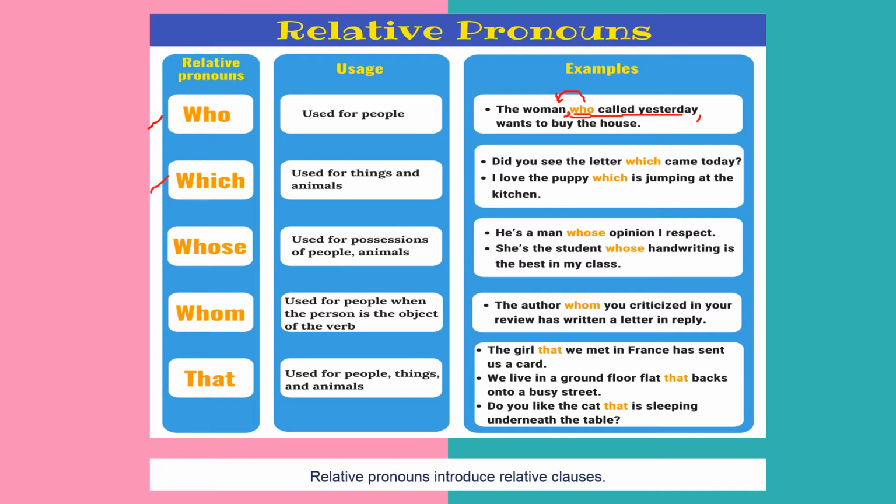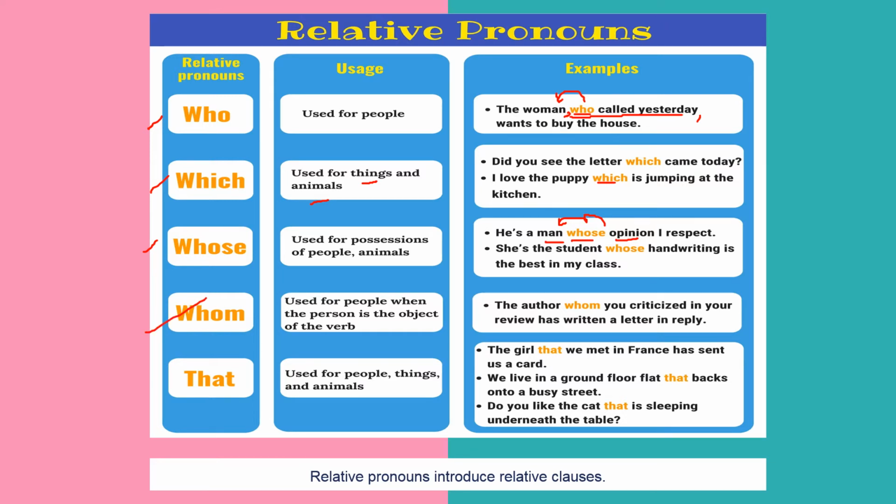Which is used for things and animals. I love the puppy which is jumping at the kitchen. Which, for things and animals. Whose is used for possessions of people and animals. He's a man whose opinion I respect. So we're talking about this man, and the opinion belongs to this man. So we're using the relative pronoun whose.